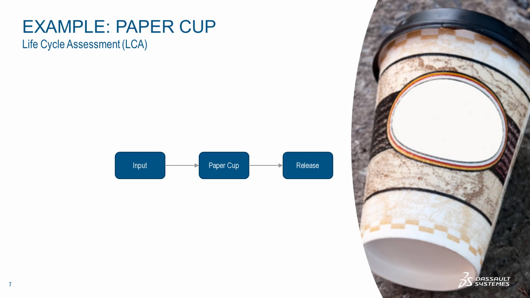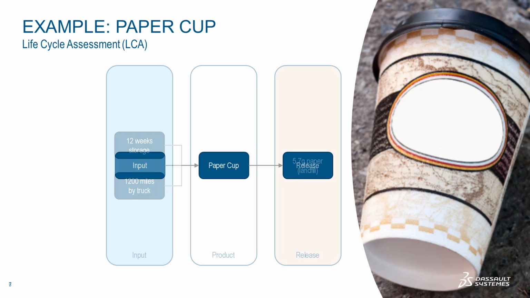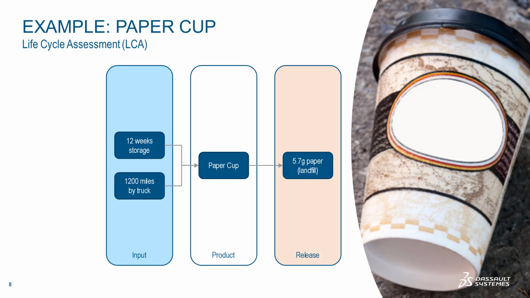To give an example of performing a life cycle assessment and developing a life cycle inventory, let's consider a simple example of a paper cup. So we have all of the inputs that went into creating the paper cup. We have the paper cup itself, and then all of the material and energy releases from that paper cup. And we'll consider a typical scenario of, let's say, a customer going to a coffee shop, purchasing a cup of coffee, and then disposing of the paper cup. We have inputs on one side and then releases on another.